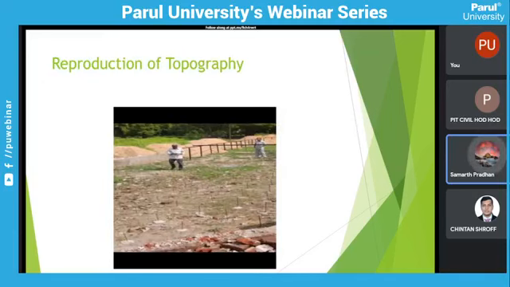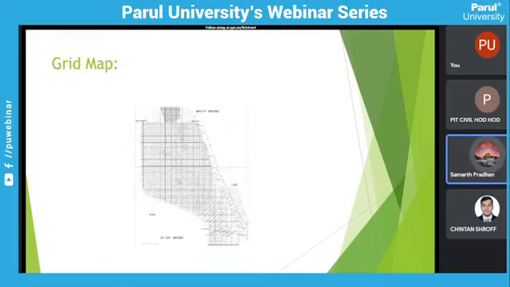At present, we are having the GIFT City model of Gandhinagar. You can see these bars, that are at 60 by 60 meter grid. This is our grid map. See, this is a 30 by 30 meter grid map.